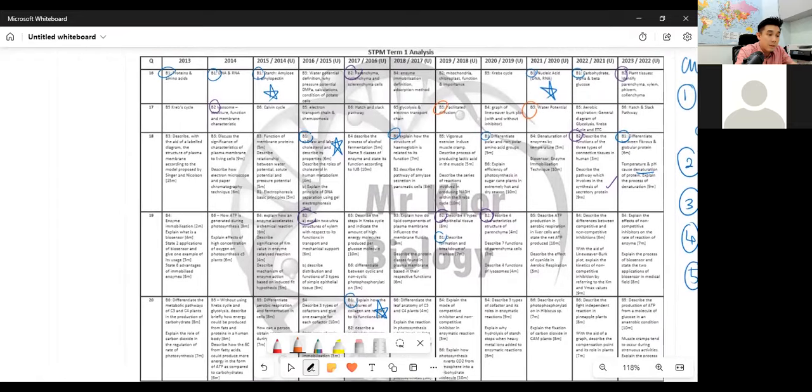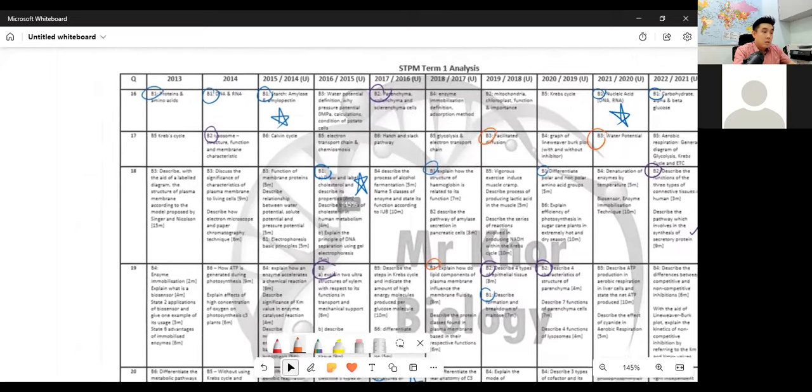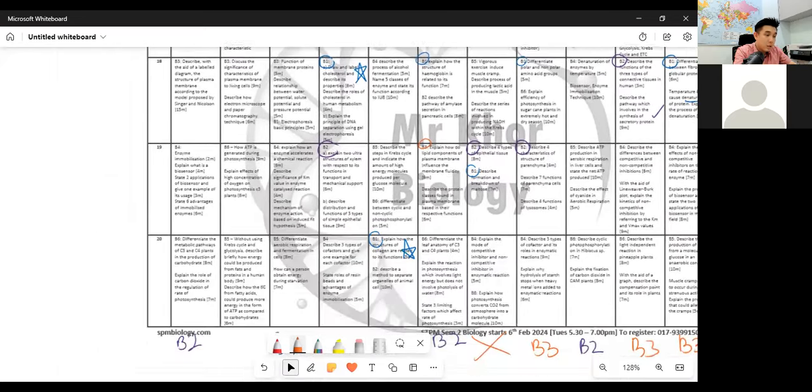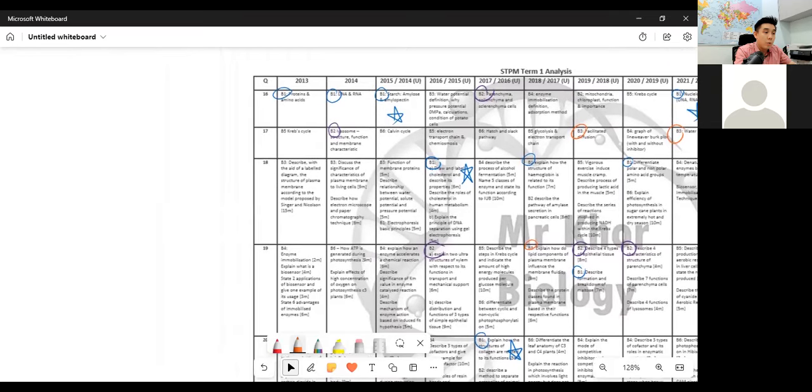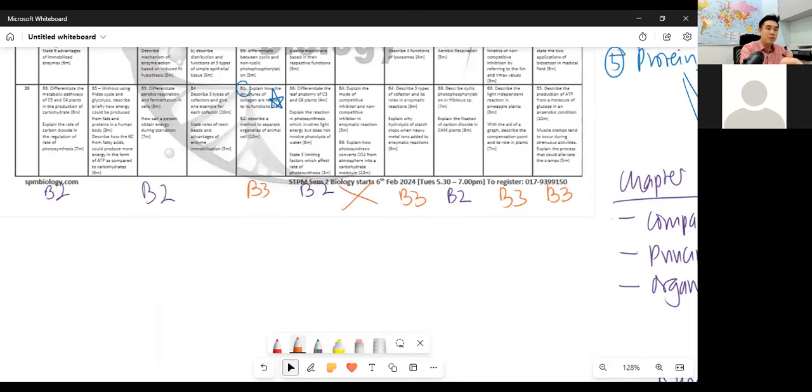For 2018, lipid component in plasma membrane. 2017, no battery. And 2016, got chapter 3. 15, got chapter 3. So chapter 3 is a very short topic. Chapter 3, like it or not, don't care whatever year you are, water potential is a must to know. Guys, water potential, they can ask you three types of question.